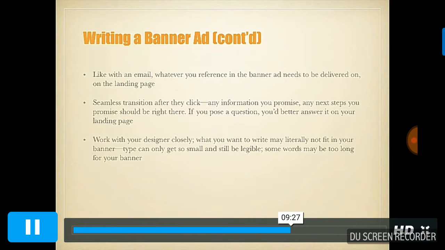Creating a banner ad is an opportunity to get up close and personal with your designer. You two are going to be joined at the hip, since after you concept and after you write it, you're going to have to work together to make sure that everything you both want to include will literally fit within the banner. Your design partner can try to shrink the copy, but type can only get so small and still be readable. It may be, too, that some words are simply too long for your banner, especially the tall, narrow ones.